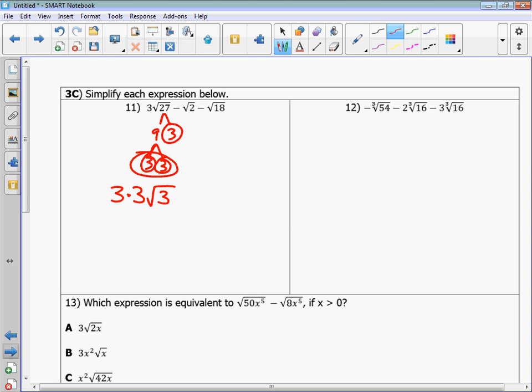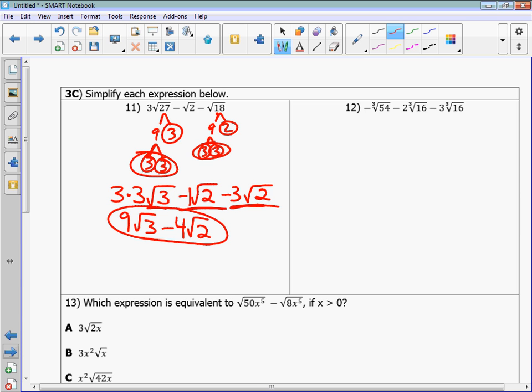And 18 can be broken down to 9 and 2. 3 and 3. So there's a group of 3's. So that comes out 3 square root 2. So simplifying this, we have 9 square root of 3. Like terms is negative square root of 2 minus 3 square root of 2. That's like a negative 1 square root of 2 minus 3 square root of 2 is my negative 4 square root of 2. So the answer is 9 square root of 3 minus 4 square root of 2.